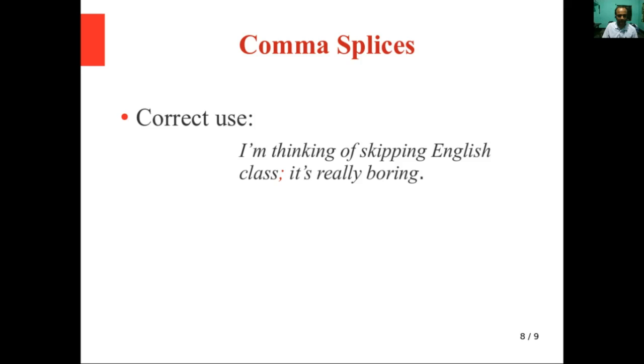But see, when we say these two independent clauses, we say it so closely that it is hardly remarkable that they are separate sentences, because they are logically connected. They are very much coherent. So to punctuate these two coherent, logically connected independent clauses, we need semicolon, not a comma. So this is all about our discussion on the use of semicolon.